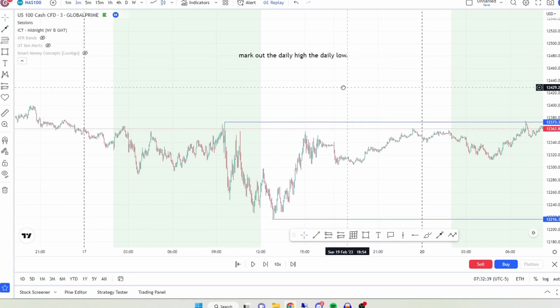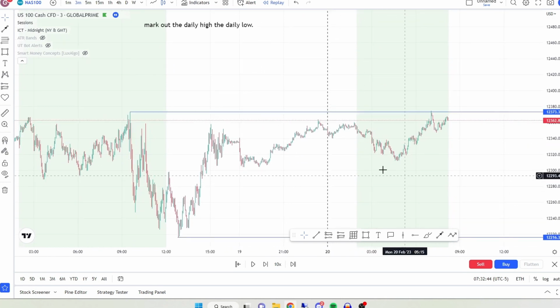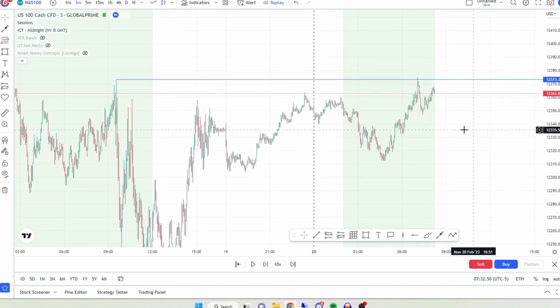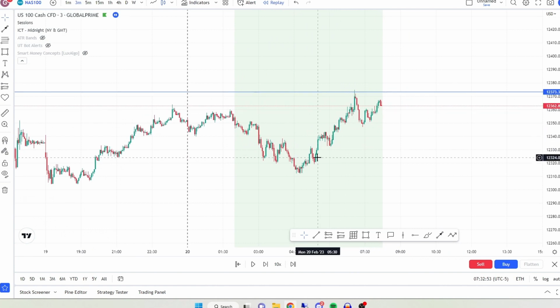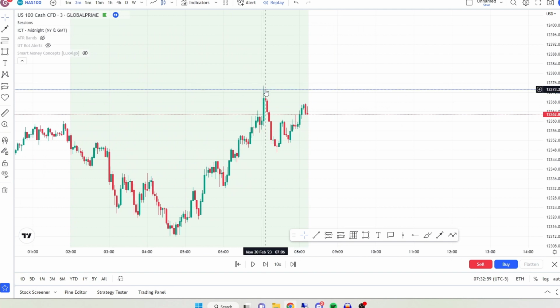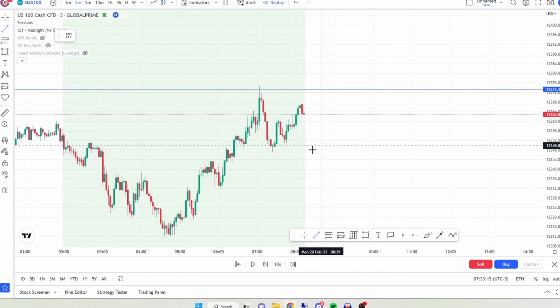Once you've marked out the daily high or low, we then look to see if price the next day taps or violates these lines in any way, shape, or form. So we can see here, this is Monday, the 20th of February. Price came, wicked this line, which is also a very good sign, and it reacted significantly. Now, what do you notice? Price wicked that daily high of Friday. This is Friday, and this is Monday. It wicked it and reacted. Now, what did it do? It broke structure to the downside.